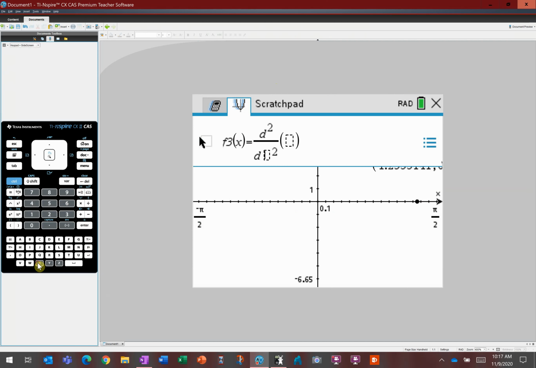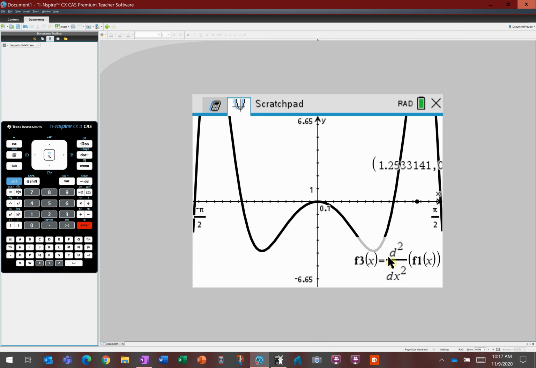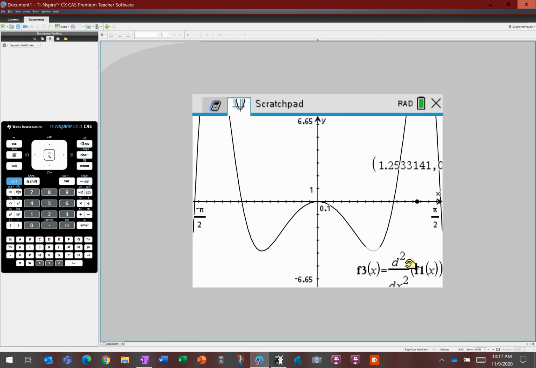Now it's a little bit different here. I don't want to graph the second derivative of f2. That would be the third derivative. I want to graph the second derivative of my original equation, f1 of x. And when I graph that, look how quick and easy that was. So exciting. This one's pretty wild too. Look at all the different x-intercepts over here.